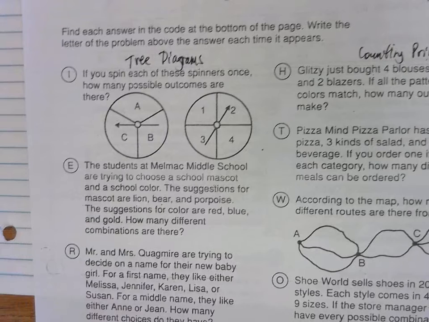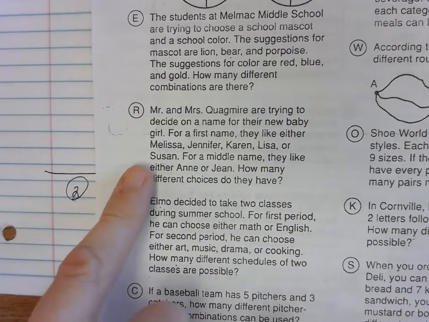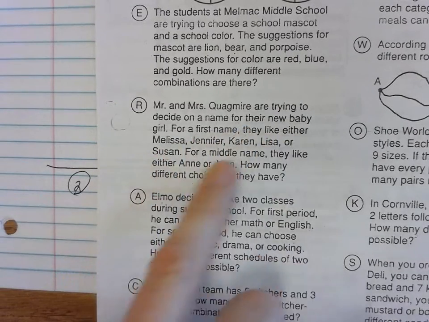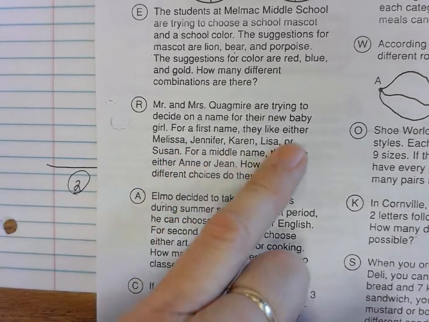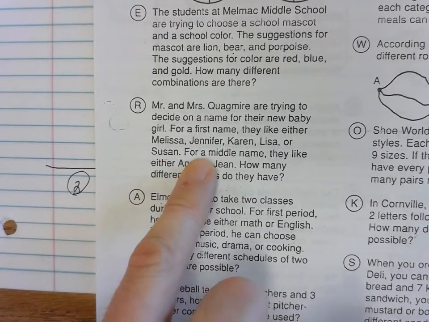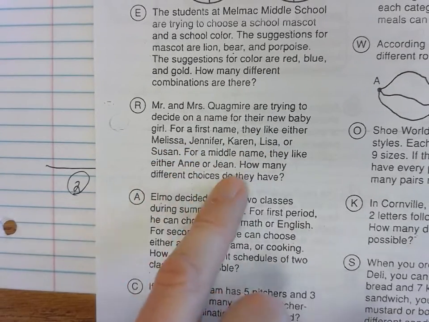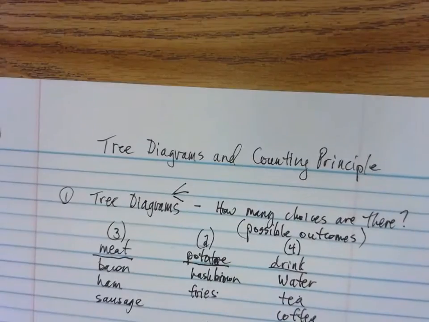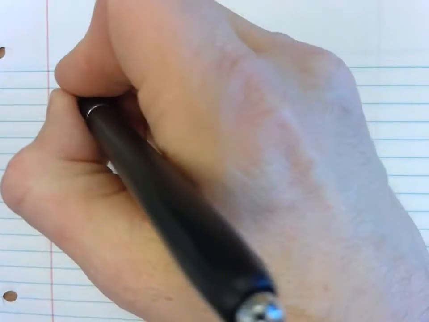Let's do letter R right here. Mr. and Mrs. Quagmire are getting ready to have a new baby, and it says for a first name they've got Melissa, Jennifer, Karen, Lisa, or Susan, and then for the middle name choices, they like either Ann or Jean, okay? So I'm going to come right over here and do a little tree diagram for that. If you've watched it up to this point, thank you for watching. And this will help you out on letter R.